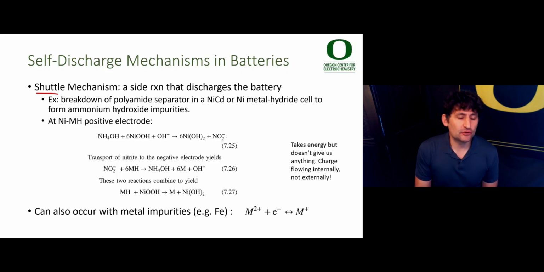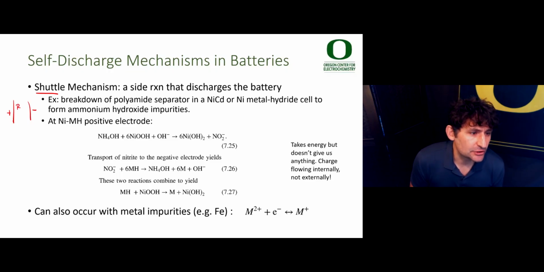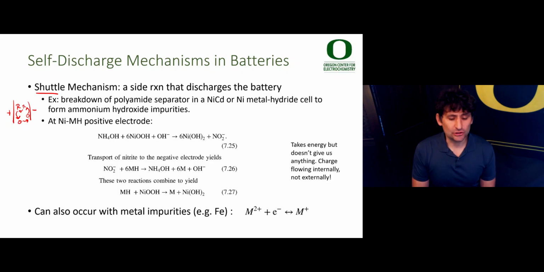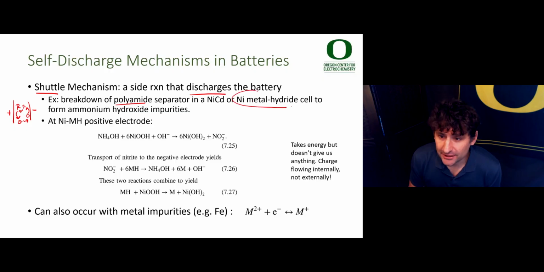One is called the shuttle mechanism. So anytime I have, say, 2 electrodes, and you know this from advanced electrochemistry, I can take a reduced form of the couple, oxidize it at a positive or anode electrode, and then that thing can diffuse to the other side of the cell where it can get reduced at the cathode, which can diffuse back to the anode. This cycle acts as a carrier for electronic current from the positive to negative electrode. This discharges the battery.